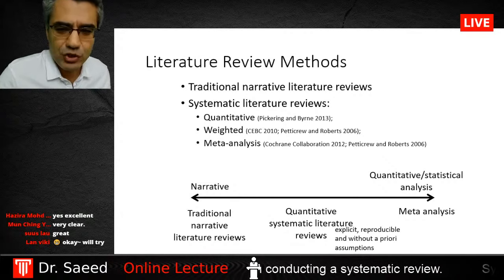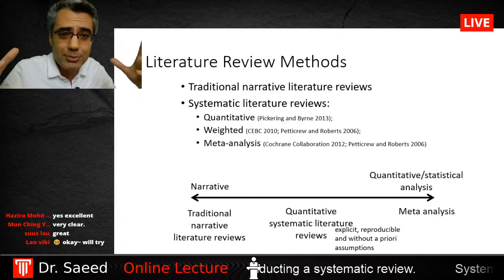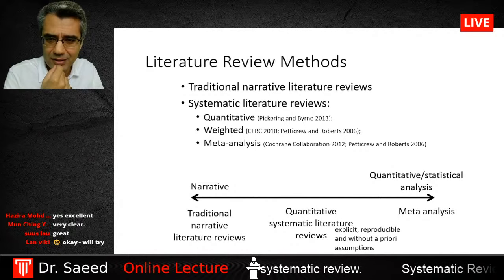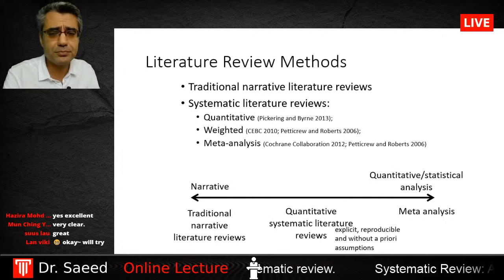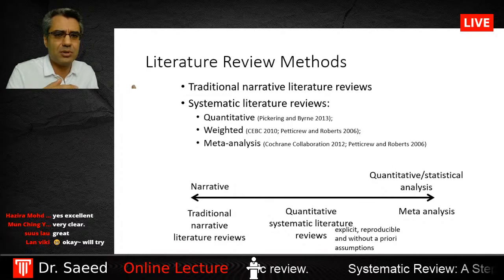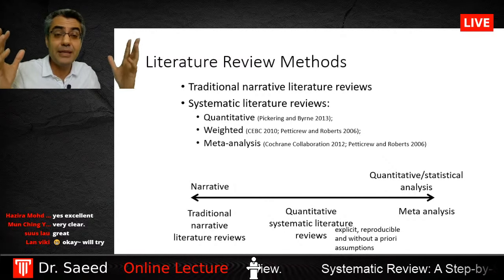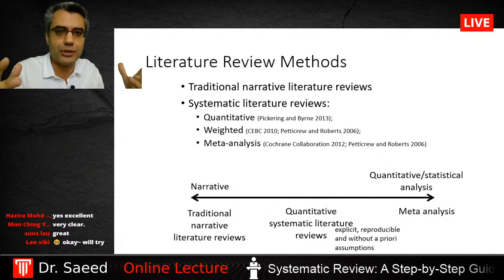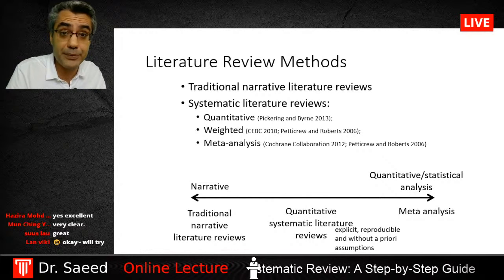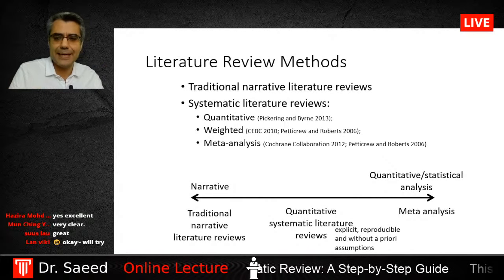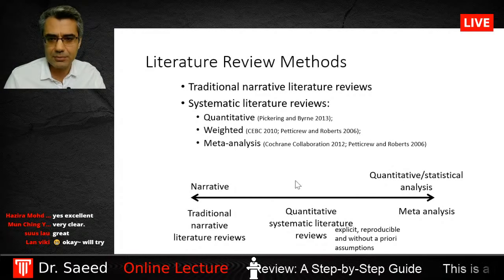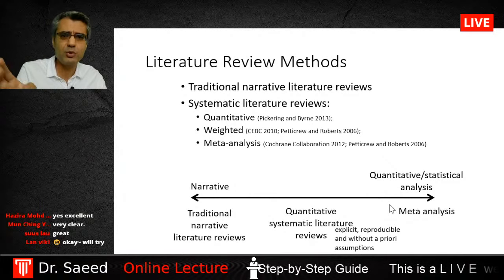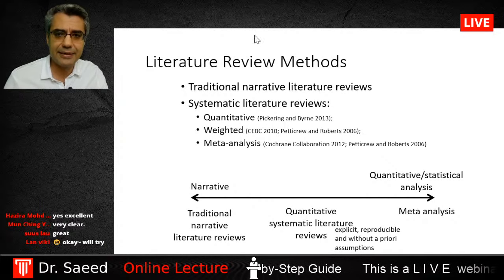In one of our papers, we mentioned that there are so many different types of literature review papers, right? In one of the papers, and I forgot who was the author, anyways, I will share the paper later with you, there are between 12 to 15 different methods of reviewing the literature. But generally we can map them like this. Different types of literature reviews fall between these two extremes that you can see here, right?